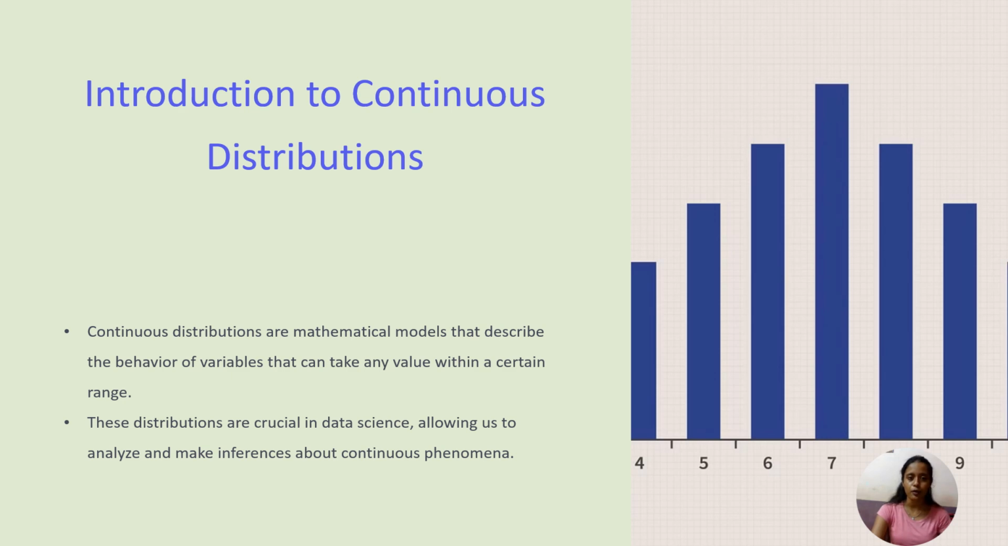Another property is the cumulative distribution function, that is the CDF. The CDF represents the probability that the random variable will take a value less than or equal to a given point. It is a monotonically increasing function ranging from 0 to 1. Then another property is mean and variance. The mean provides a measure of central tendency of the distribution, and the variance measures the spread of the values around the mean. These are some of the properties of continuous distributions.